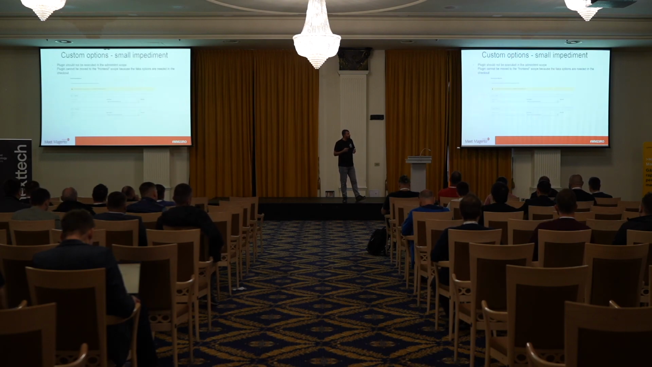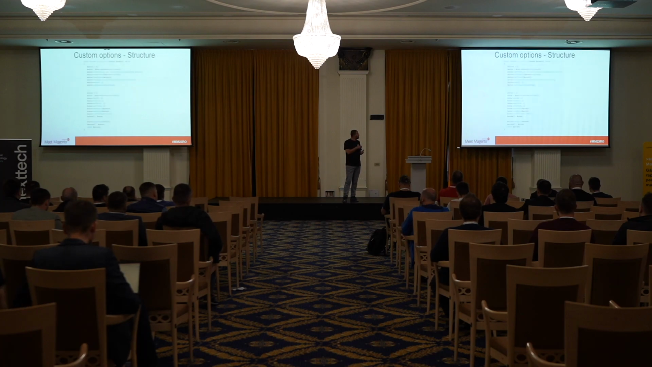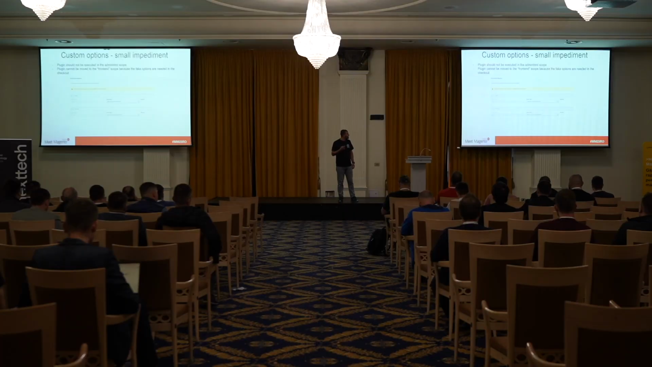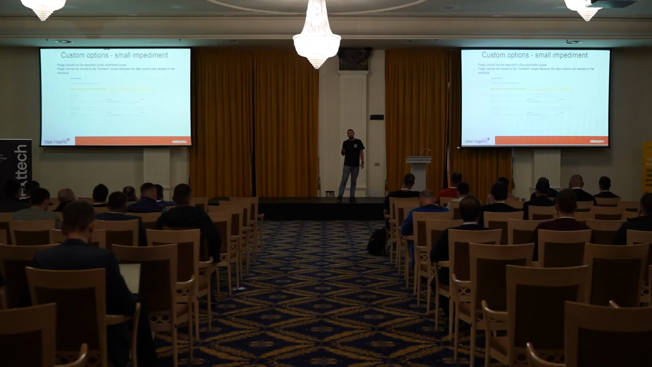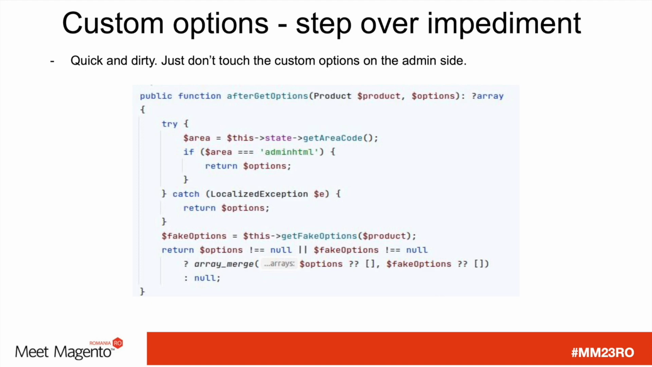But there's a problem. If you run this on the global scope of Magento, you get this in the backend, because Magento has no idea what custom options of type service or of type insurance are. So I did the quick and dirty solution. You cannot run it only in the front-end scope, because the checkout runs in the API scope. We need to fetch stuff from the global scope, and it gets weird. So if I'm in the admin scope, just stop everything, and otherwise, just get the options and move on.